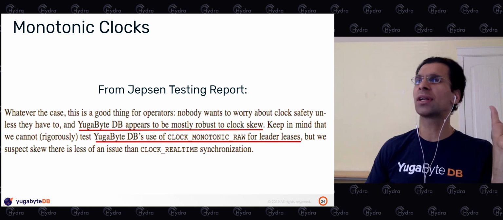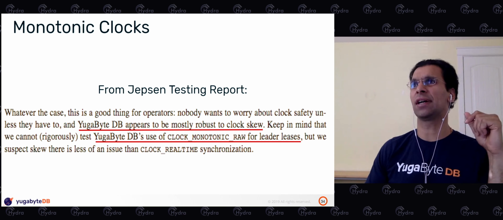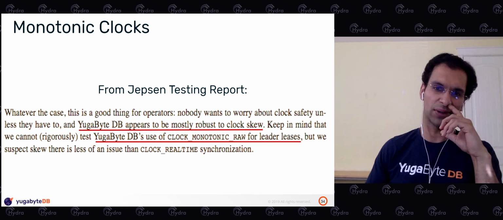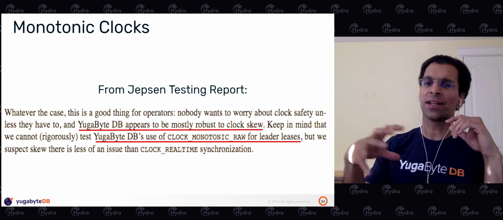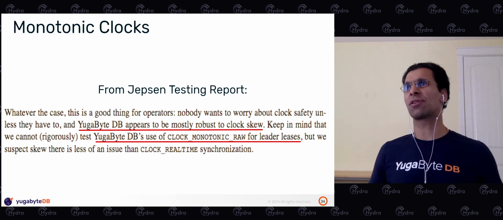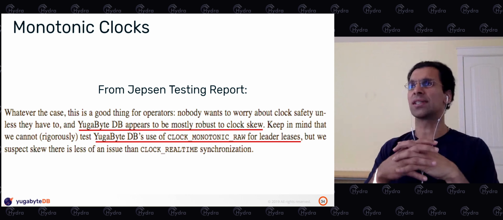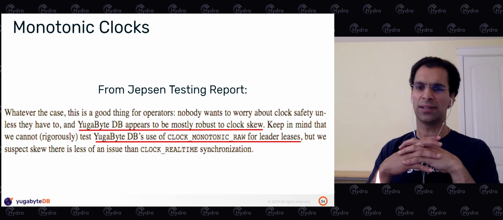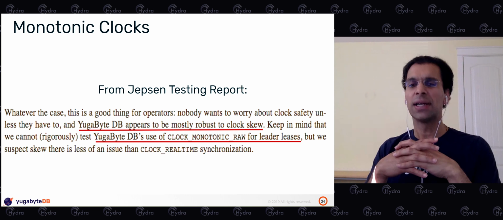YugabyteDB uses monotonic clocks instead of the wall clock, right? Like our real-time clock, and that is the number of ticks that the software, the CPU does. So it's the clock monotonic in Linux speak, right? Clock monotonic raw. And it uses that.